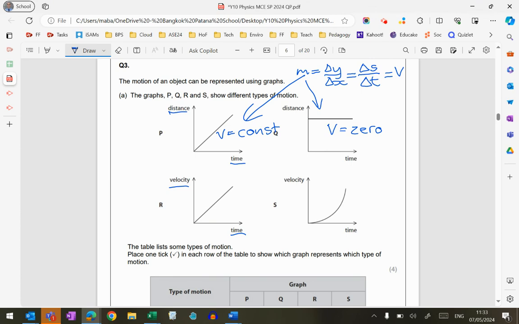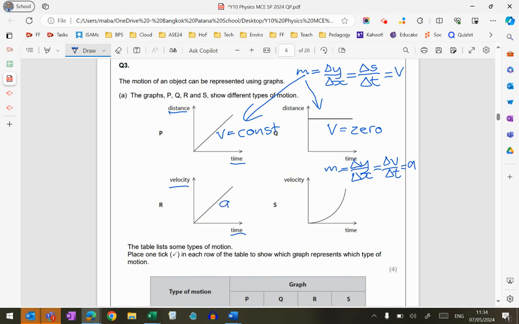Now we can do a similar trick with the velocity time graphs. So you can see that this is delta y over delta x, which is the change in velocity over the change in time, and hopefully we know that the change in velocity over the change in time is the acceleration, right? Okay, so let's have a look at this.